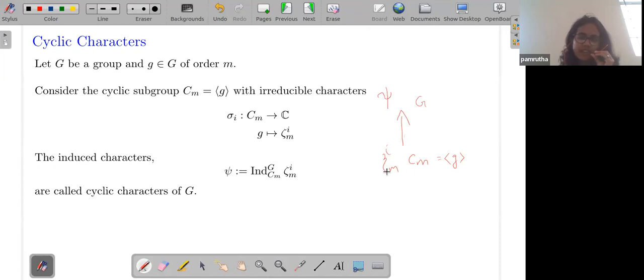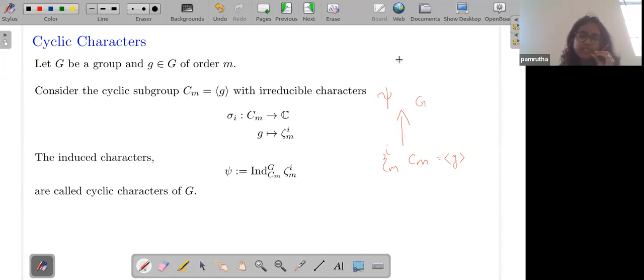Just for the sake of it, I'm considering the irreducible character in this cyclic subgroup, and inducing it to the group to get a character here. This induced character is called the cyclic character of this particular group. So we are inducing an irreducible character from the cyclic subgroup to the group, and we get a character in the bigger group.